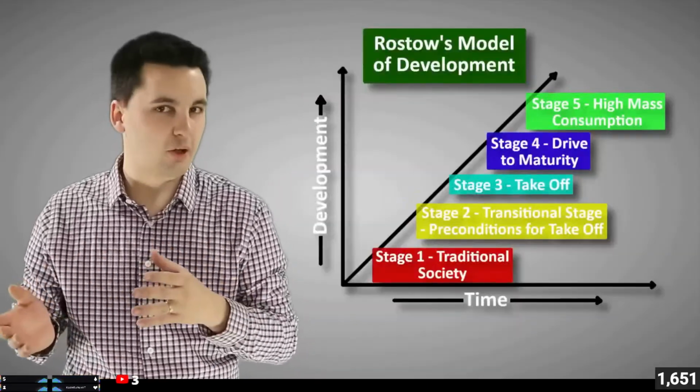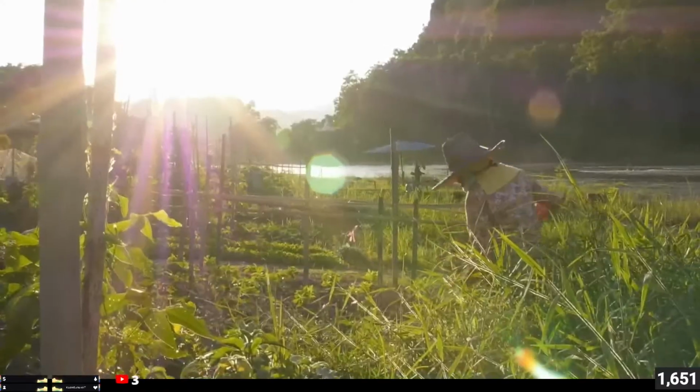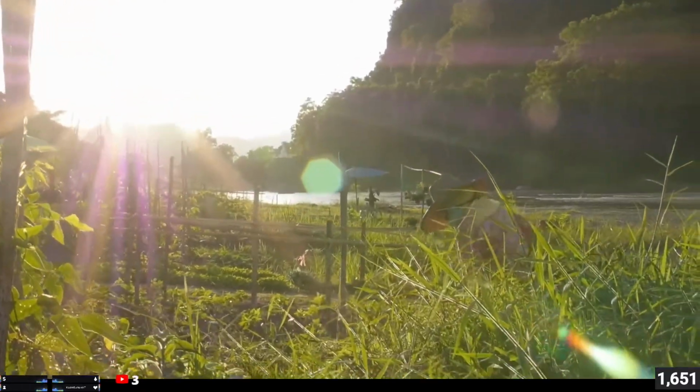The next thing in this unit is a couple different theories and models. We can first start off by looking at Rostow's stages of economic growth. The first stage is the traditional society, where jobs are centered around subsistence agriculture. The majority of work here is in the primary sector.